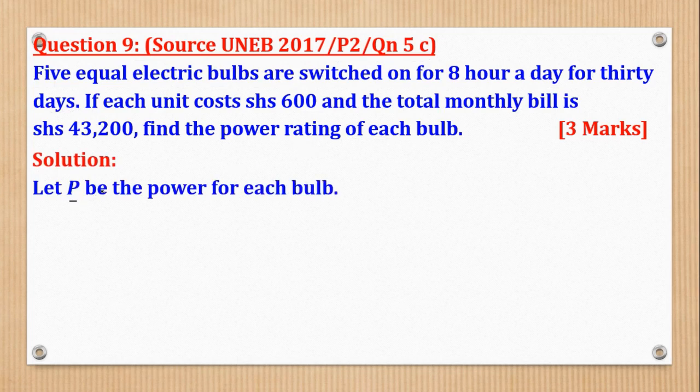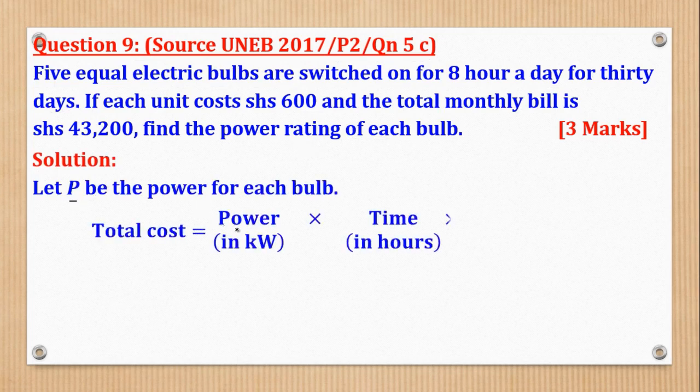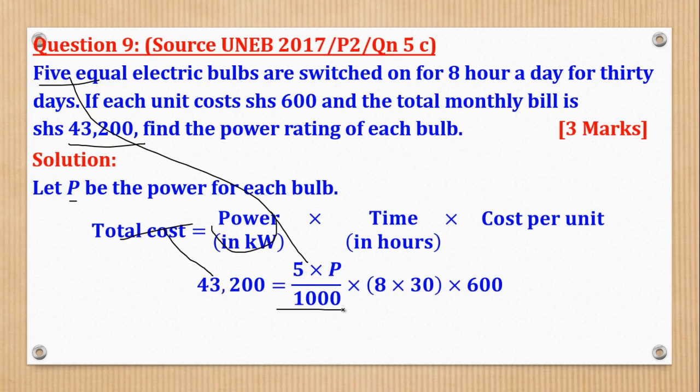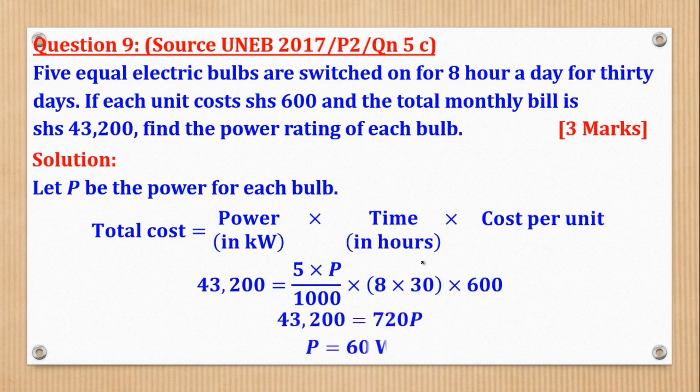So let P be the power for each bulb. Therefore, we shall quote the formula, then we substitute. Total cost was this. Power in kilowatts. Remember they said there are 5. So it would be 5 times P, but that P is in watts. Therefore, we shall divide by 1000 to make it kilowatt. Then the time they said 8 hours for 30 days. That gives you 8 times 30. And the cost per unit is shillings 600. Then simplify and make P the subject, and that will be the rating of each bulb.